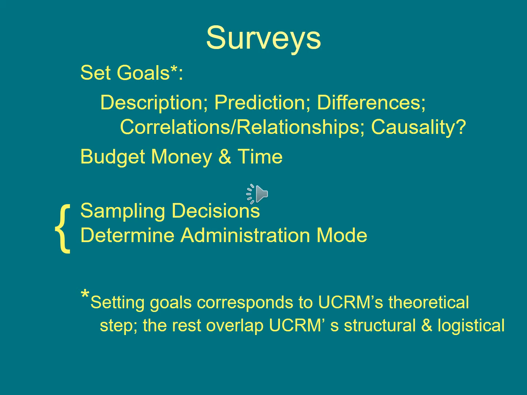Something you don't have to worry about in a research methods class is budgeting money and time, but people who do surveys for a living always feel like they could do a better survey if they just had a little more money or a little more time. But we're going to talk next about sampling decisions and determining administration mode. And as I said, some things in the list kind of relate to each other. Theoretically, you make your sampling decisions first, but really your sampling decisions and your administration modes kind of go together. You've got to make the decisions about them both at the same time, or kind of go back and forth between them.